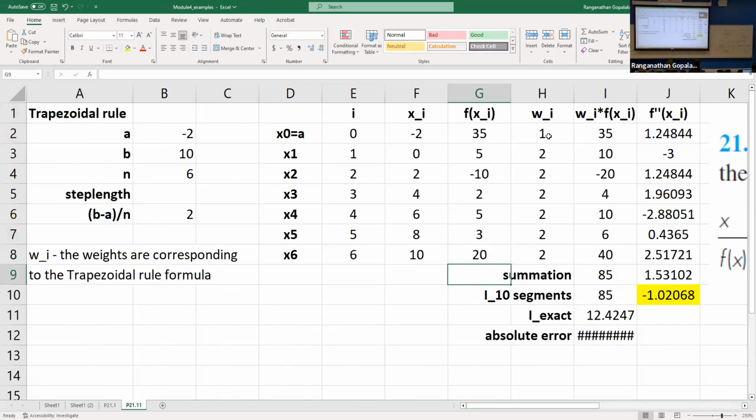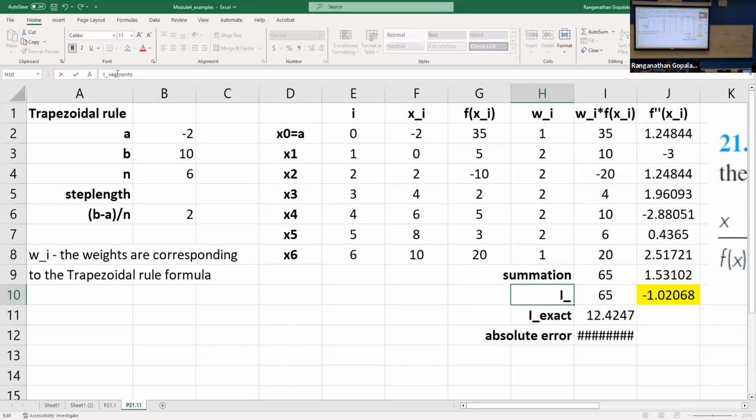Okay. According to my trapezoidal rule, my weightage factors must be 1 for the first and last point, and for the intermediate points, the weightage factor is 2. So I have my weight multiplied by f of xi, and if I sum that, I get 65, and I have 6 segments, what is my answer? Half times B6, which is 2, multiplied by 65. Okay.